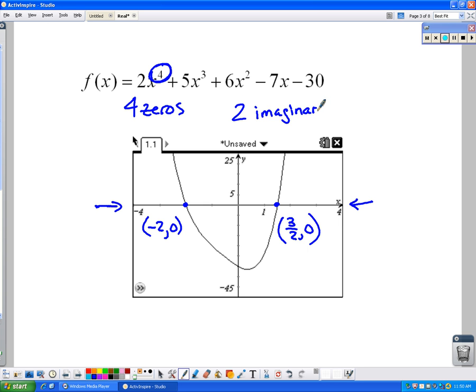Now recall, we first started discussing imaginary zeros when we were looking at the square root of a negative number. Now, the square root implies a quadratic equation. And the only way for us to discover what the imaginary zeros are is to rewrite this as a quadratic equation. All right. So what we got to do is start doing some synthetic division.